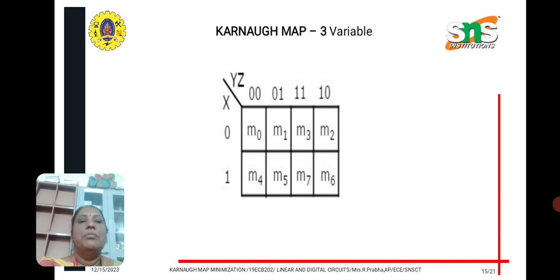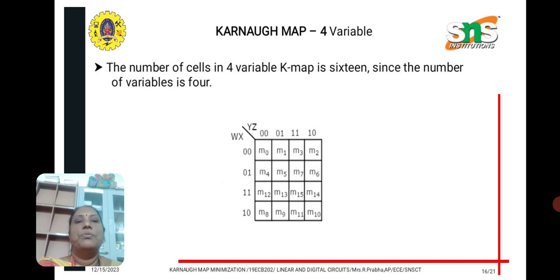In the Karnaugh map 3 variable diagram, we have column wise 2 variables and row wise 1 variable. So the cell values at the top are 0 0, 0 1, 1 1, 1 0 for columns, and for rows, since it is a single variable, the variable value is 0 for the first row, and for the second row it is 1.